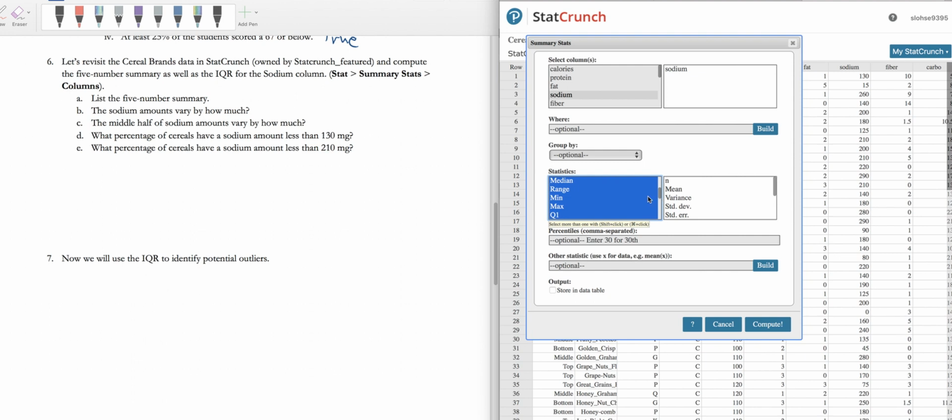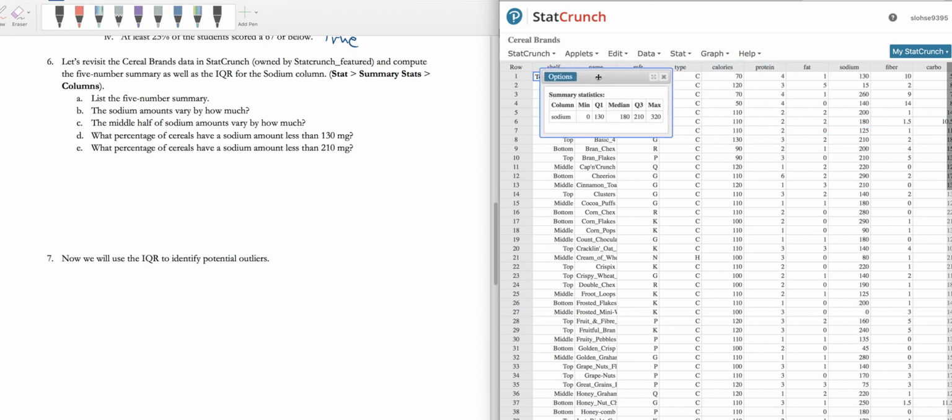So I need to scroll down for that. The first thing I need is my minimum value. And remember, for your following values, I'm going to either control click or command click on a Mac. So Q1, the next thing I need is the median. I need to scroll back down to get Q3 and then back up to get the maximum. So I've got my 5 numbers that I need for my 5-number summary coming out in order. Click compute, and there they are.